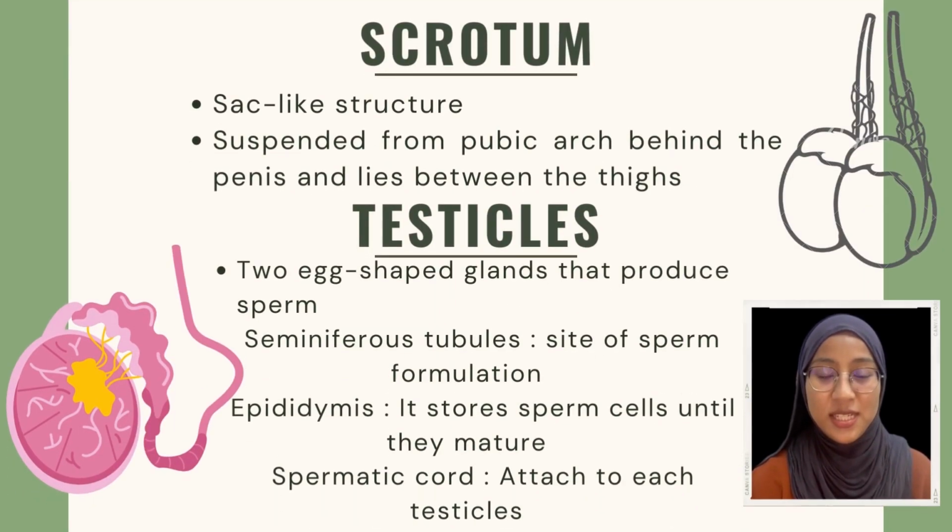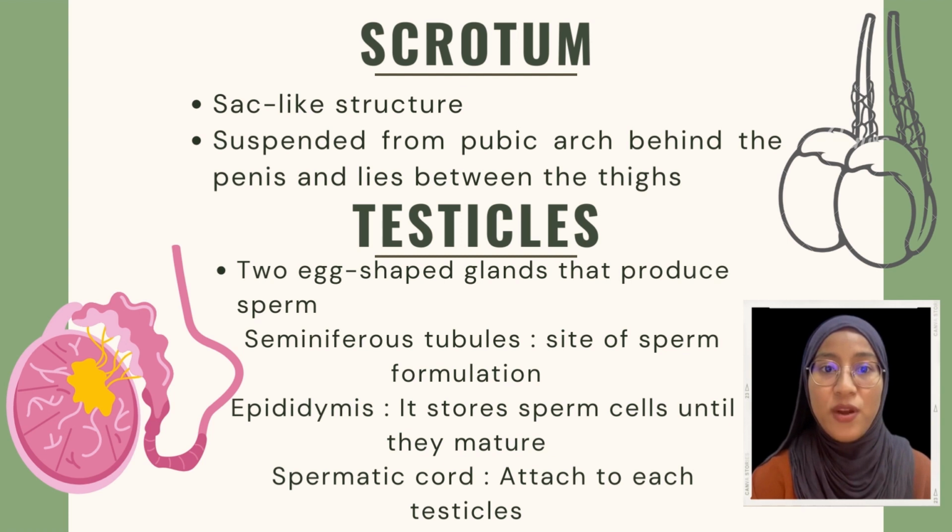As I mentioned just now, the scrotum and penis are external male genitalia. So, what are they? The scrotum is a sac-like structure that surrounds, protects, and supports the testicles. It is suspended from the pubic arch behind the penis and lies between the thighs. In the scrotum are the testicles, two egg-shaped glands that produce sperm.